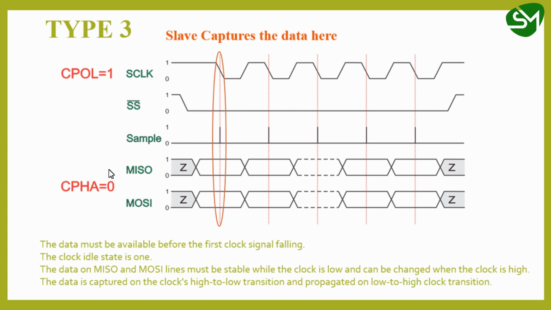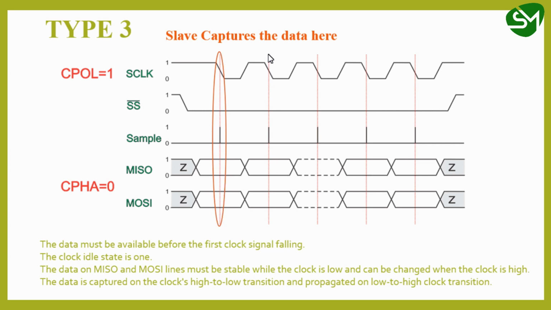Now let's take the type 3 where the clock polarity equal to 1 and clock phase equal to 0. So here you can see the leading edge is high to low and trailing edge is low to high since the clock polarity has been changed. Here the clock phase equal to 0, so the slave captures the data in the leading edge of the clock. So this is the leading edge. In every leading edge, the data is being sampled by the slave.